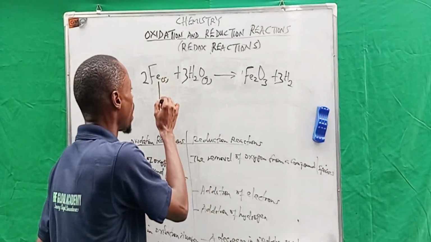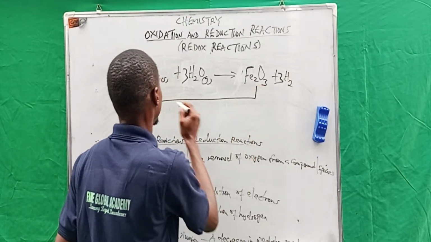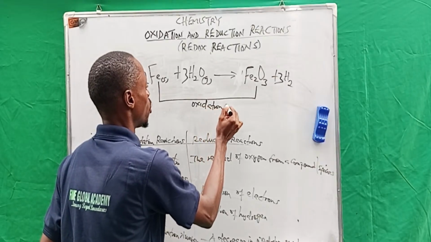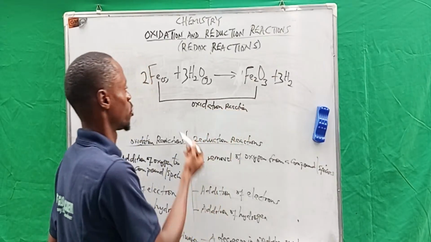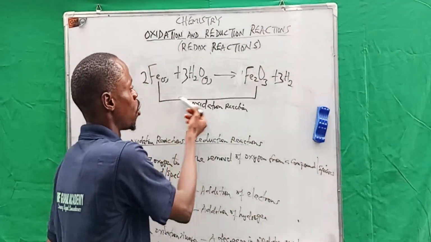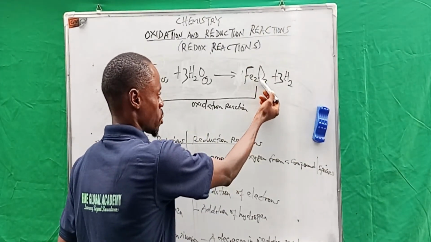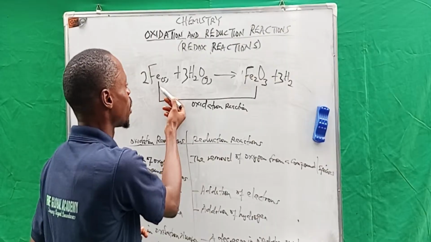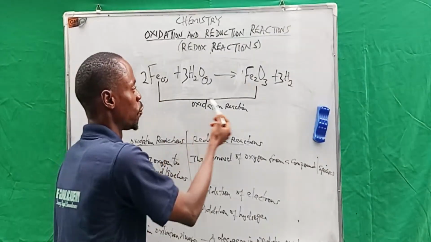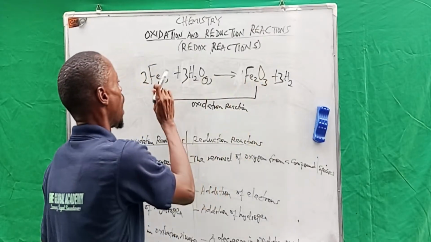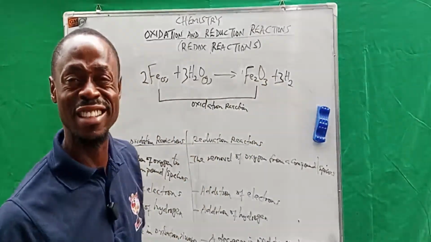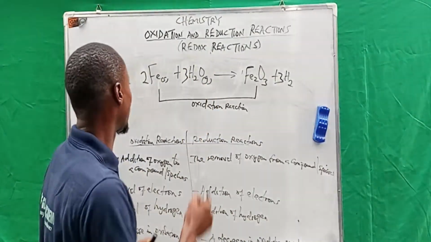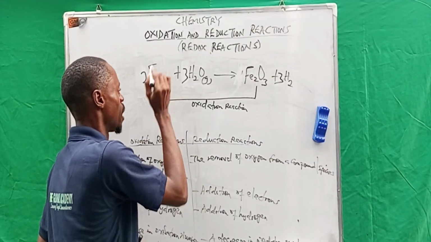From iron to iron 3 oxide, this movement is what we call oxidation reaction. Why is it an oxidation reaction? Because iron has been oxidized to iron 3 oxide. How did we spot that? Looking at iron, you see that there was addition of oxygen to iron to form iron 3 oxide. And the species or reagent that is capable of carrying out oxidation reaction, or that is being oxidized, is what we call a reducing agent.